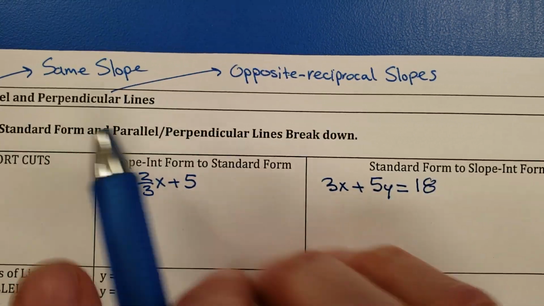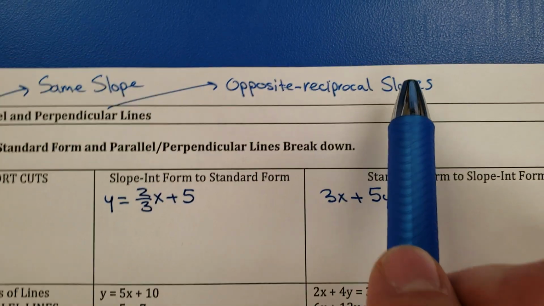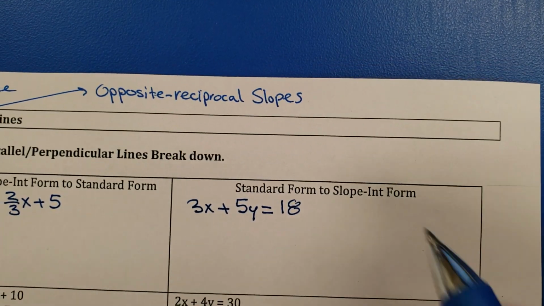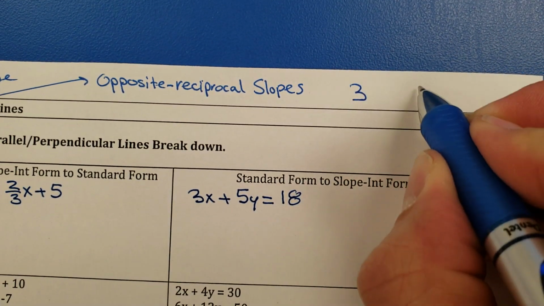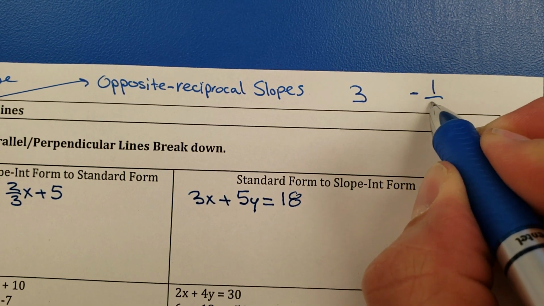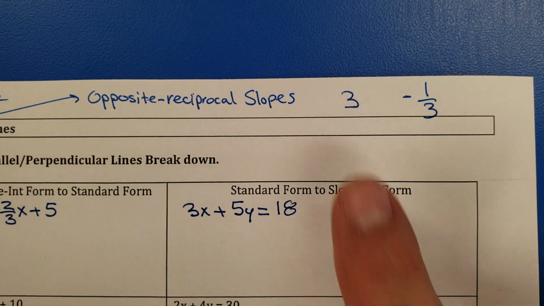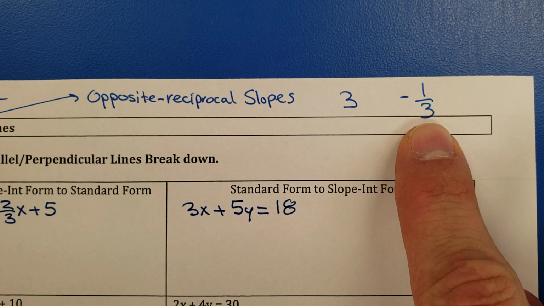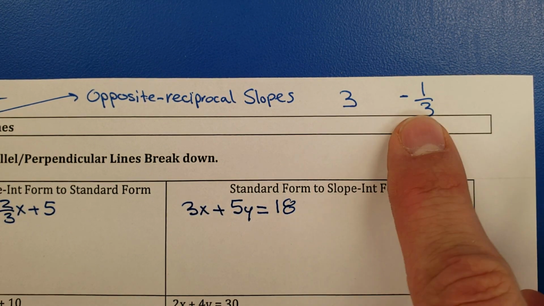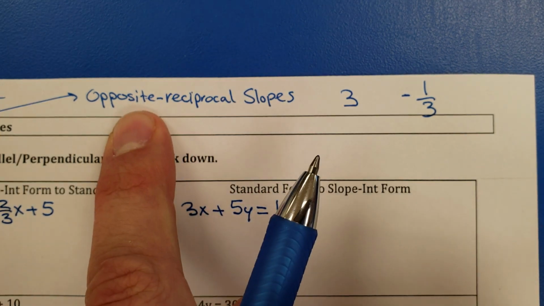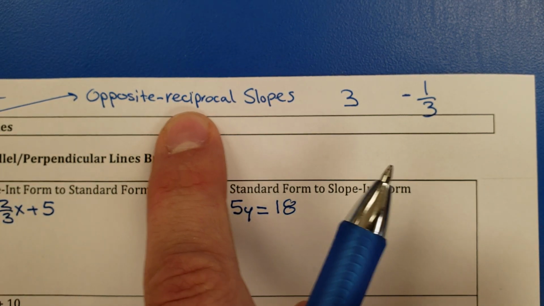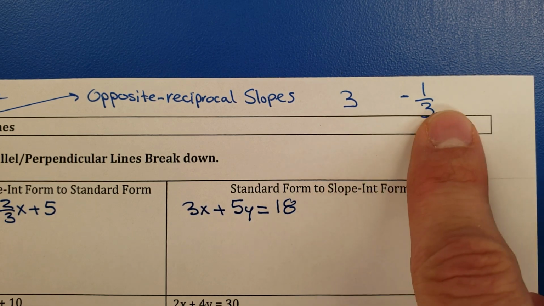Perpendicular lines have opposite reciprocal slopes. So a quick example of that, opposite reciprocals. One of them is going to have to be positive, one of them is going to have to be negative, and they're going to be reciprocals of each other, excuse me. So 3 and 1/3 are reciprocals, positive 3 and negative 1/3 are opposites. So they have to be opposite and reciprocal. So I like to think positive and negative, and one's got to be flipped.